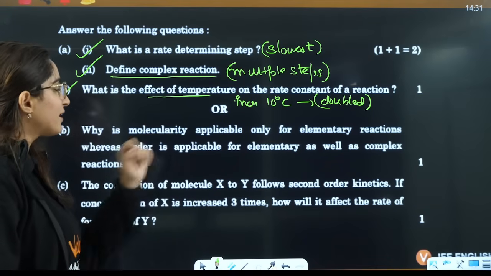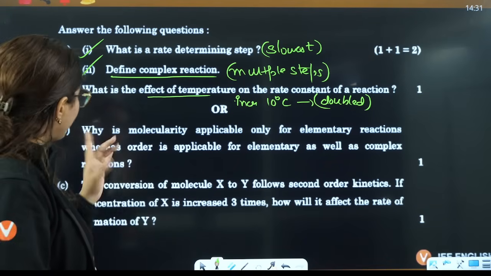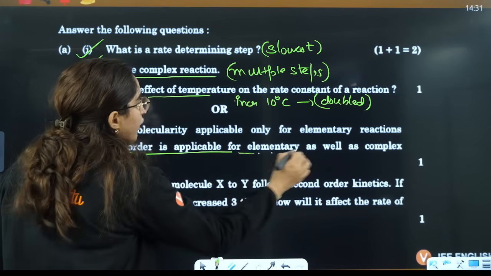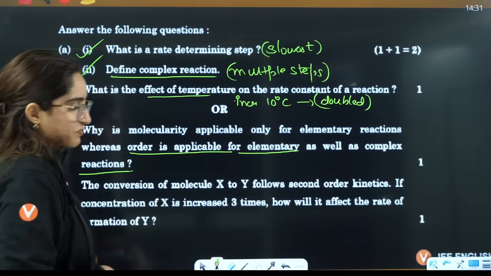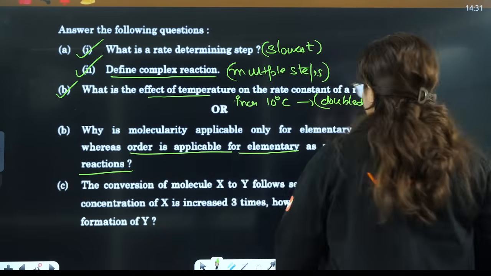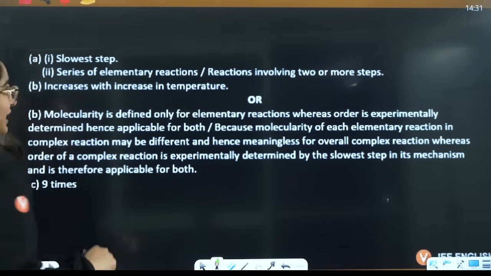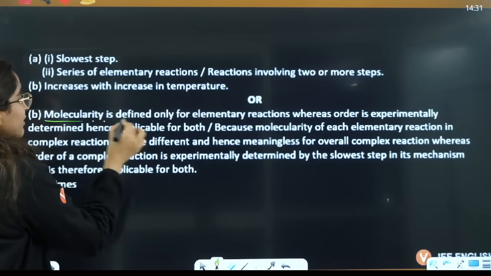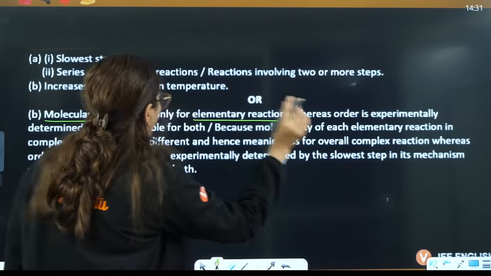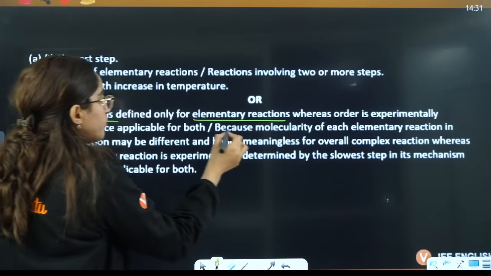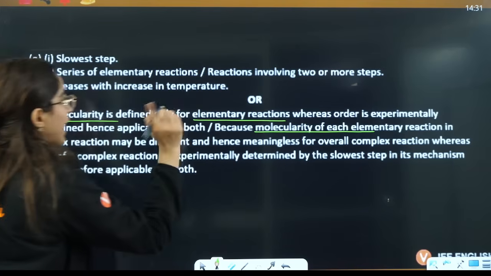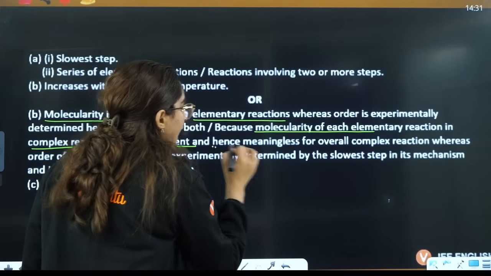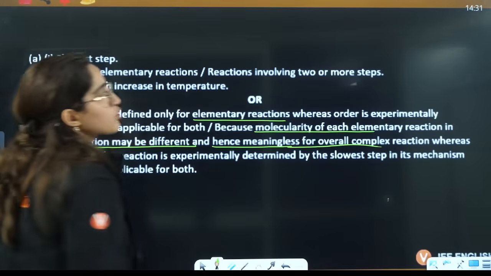Then, why is molecularity only applicable to elementary reactions, whereas order is applicable for elementary as well as complex? See, in a complex reaction you don't see it only. Molecularity is defined only for elementary, whereas order is for both, because the molecularity of each elementary reaction in the complex may be different. Hence, it is meaningless for the overall complex.